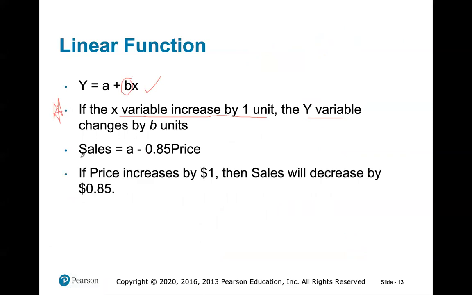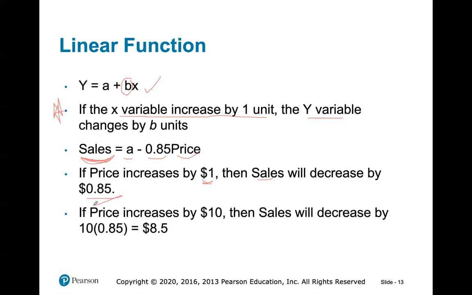Okay, so going back to our sales equation, we have sales equals A minus 0.5 times price. If price increases by $1, then sales will decrease by 85 cents. Basically, that is what it means. At the same time, if price increases by $10, then sales will decrease by 10 times 0.85, which is basically $8.50.